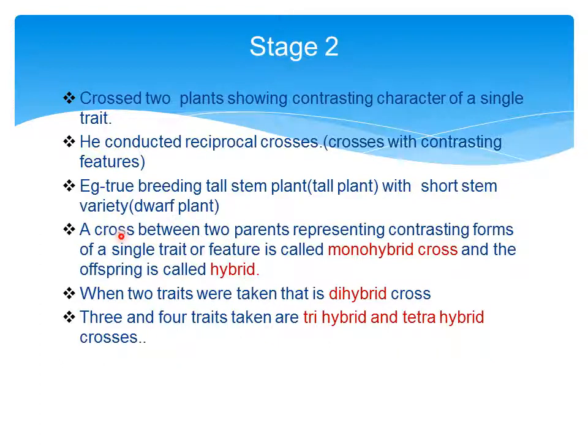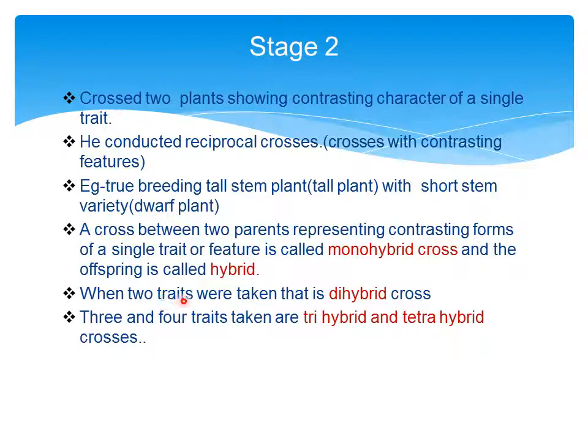So what is happening here? A cross between 2 parents, or 2 separate plants, representing contrasting forms of a single trait. One plant was tall, another plant was short, and they were crossed. What is the trait here? Their height. Both tall and dwarf belong to the single trait. When only one trait or character is taken to do the cross, it is called a monohybrid cross. The offspring produced is called the hybrid.